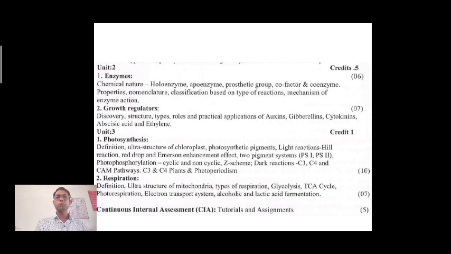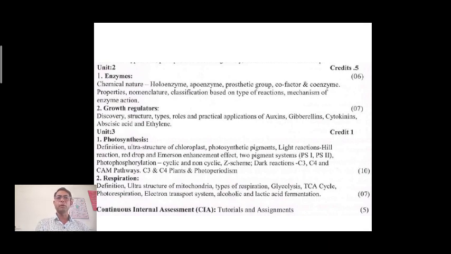Now the last and most important unit, unit number 3, deals with photosynthesis. In this unit, we need to concentrate on the definition of photosynthesis, ultrastructure of chloroplast, photosynthetic pigments, light reaction, then the red drop and Emerson enhancement effect. Along with this, we are also going to look at photophosphorylation, cyclic and non-cyclic, the Z scheme, dark reaction, C3 and C4 pathways, then the CAM pathway. All these things are required to be discussed in photosynthesis.